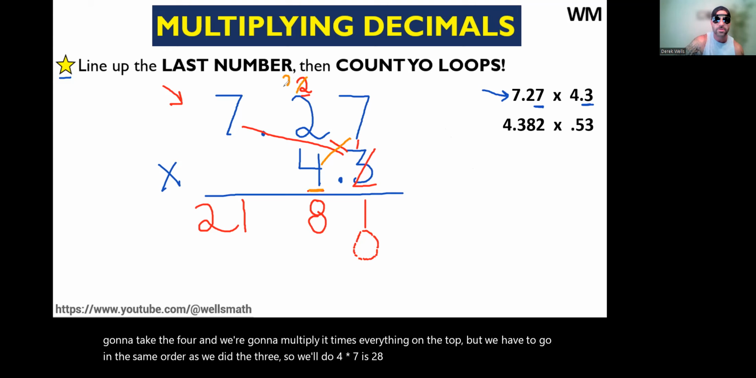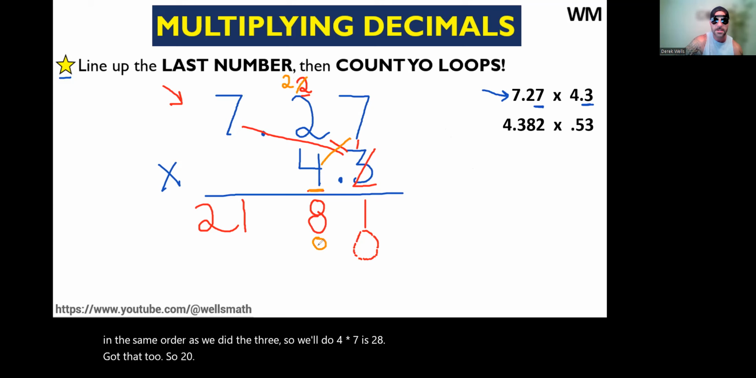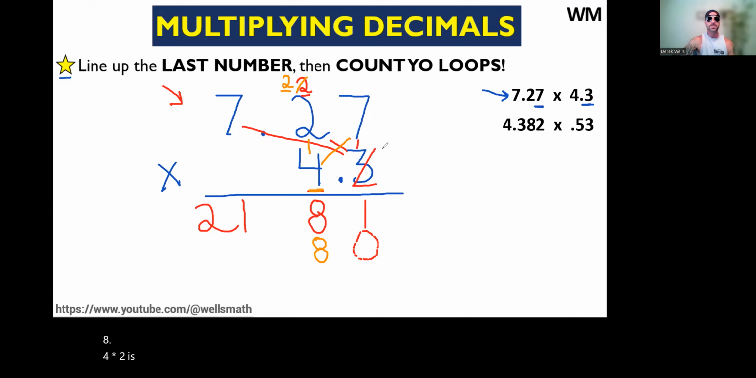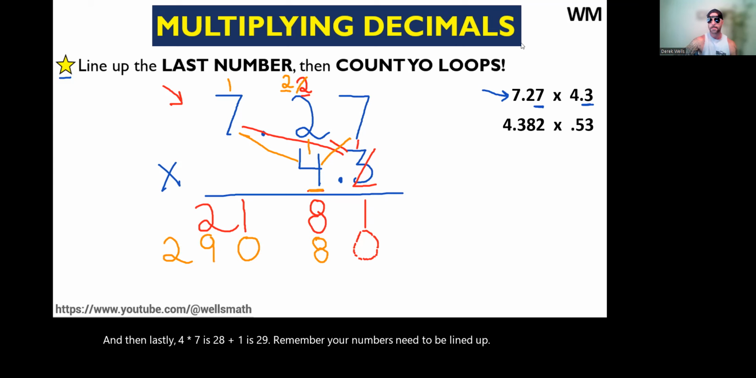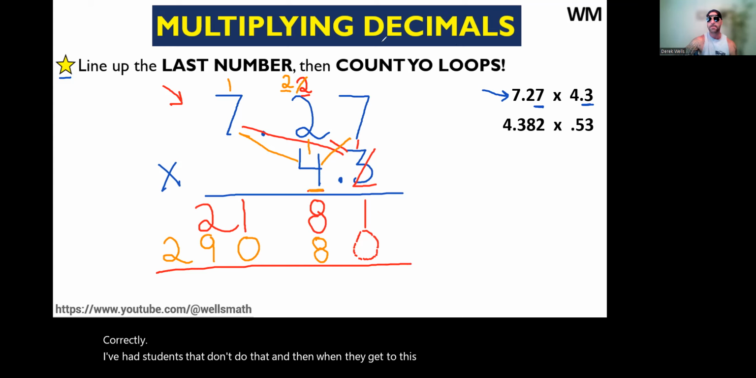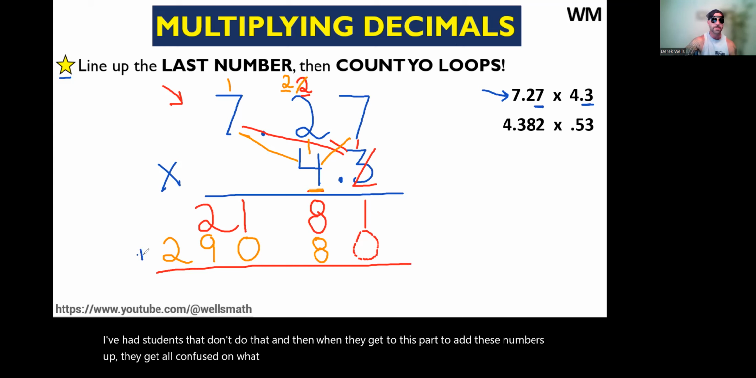Mark out that 2, so 28. 4 times 2 is 8, plus 2 is 10. We got to carry the 1, bring down the 0. And then lastly, 4 times 7 is 28, plus 1 is 29. Remember, your numbers need to be lined up correctly. I've had students that don't do that, and then when they get to this part to add these numbers up, they get all confused on which numbers they're supposed to be adding.